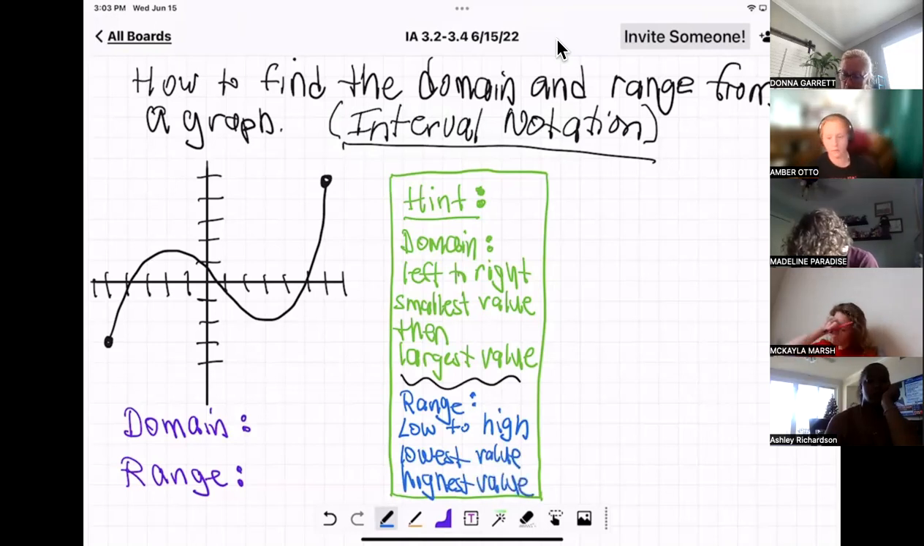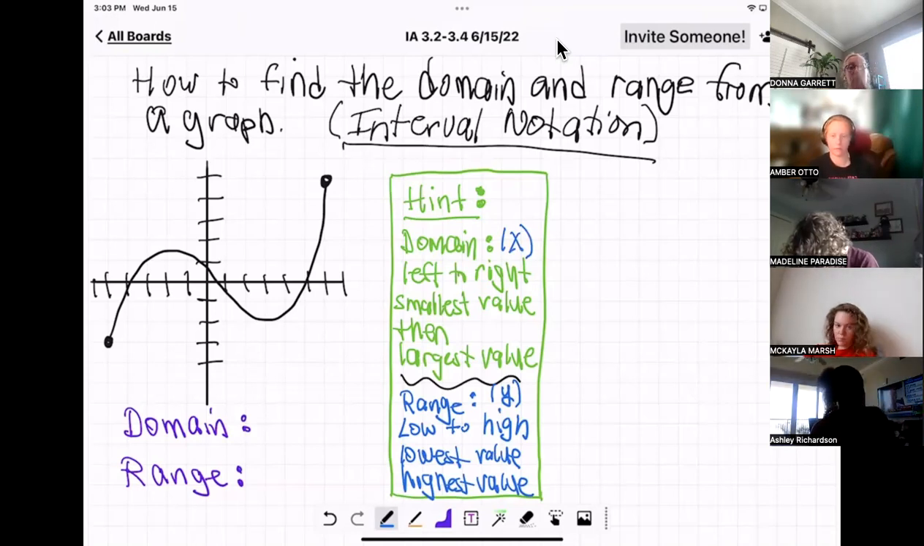And remember, range is your Y's. So when I say value for range, that means the highest and lowest Y. And domain are your X's, so when I say value, your lowest and highest X. If you can get used to doing this, go left to right for domain and low to high for range, you're going to be awesome. It won't take long for you to do these.